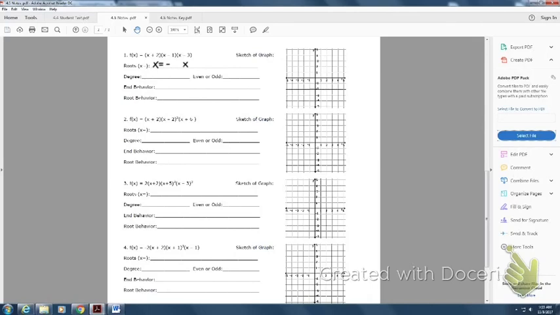-2, +1, and +3. Okay. Casey, what's the degree of this one going to be? What would the degree of this whole thing be? This is tough because we haven't looked at a degree in this form. If I was to multiply those 3 linear factors together, what degree would I end up with?